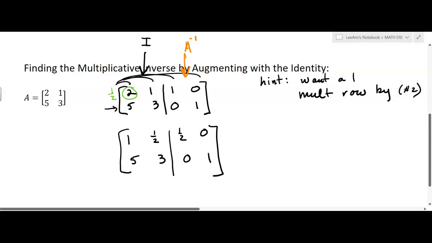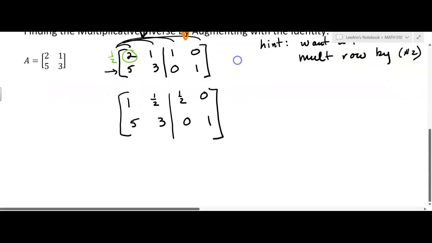All right, now I want to get, and this is how I always do it, I work in columns. So I got the 1, yay. Now I want this 5 right here to be a 0. More than anything, I want that to be a 0 because I'm trying to get the identity on the left. So I'm going to use step 3, operation 3. Okay, so when you want a 0, multiply and add.